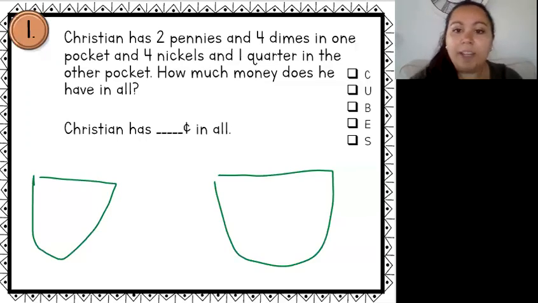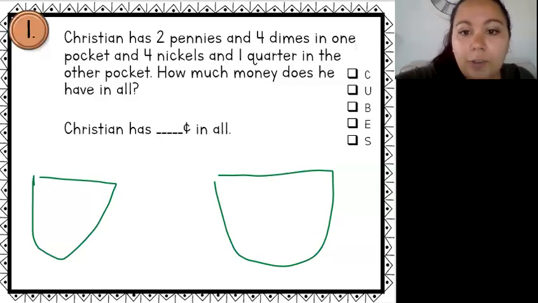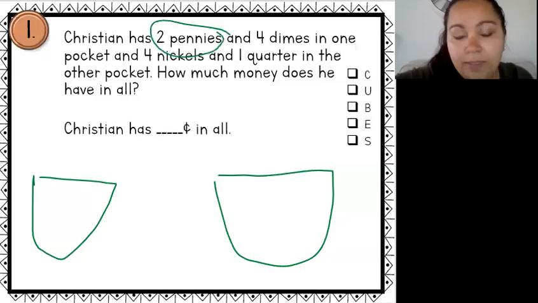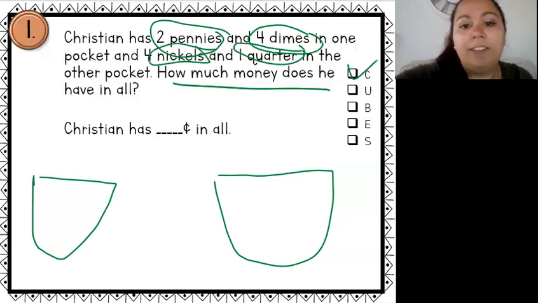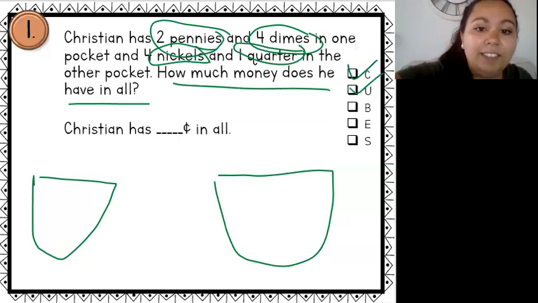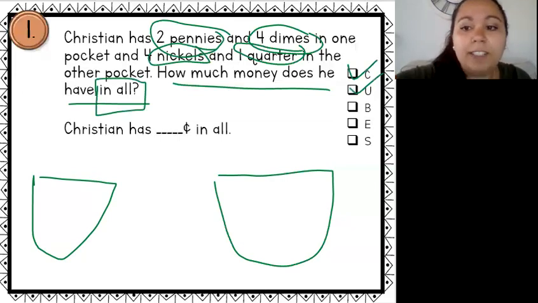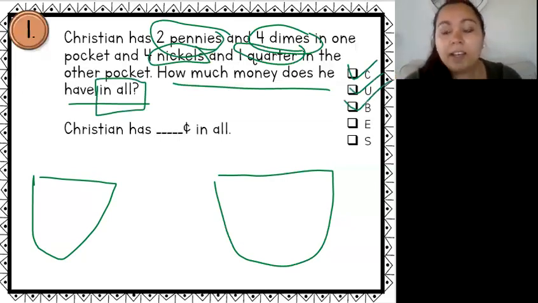And I know we have to have 2 pennies, 4 dimes, and then 4 nickels and 1 quarter, right? The question is asking me how much money does he have in all, which is a really good math word that's telling us what to do. We're boxing. So let's evaluate. We kind of started already thinking about that. Christian has blank in all. I started my answer sentence already.